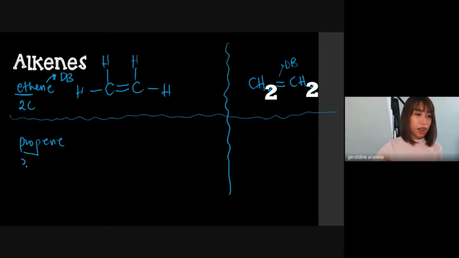So prop is 3 carbon. I won't make a mistake anymore, promise. Okay, three carbons, 1, 2, 3. If only propene is written and there's no number in front, we can put the double bond anywhere. Usually, we put it on the first carbon. So the first carbon has the double bond, and the rest are single bonds. Single. 1, 2, 3, 4.